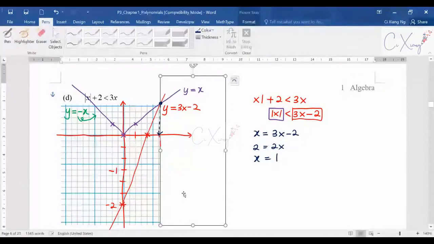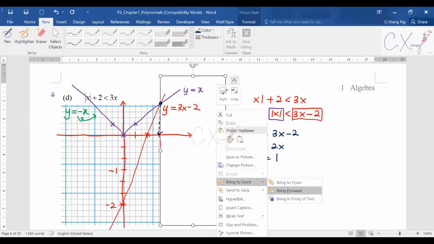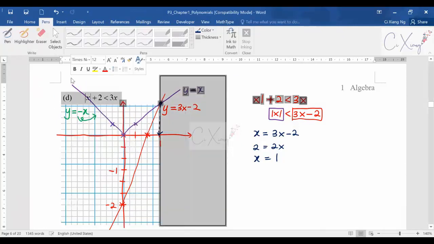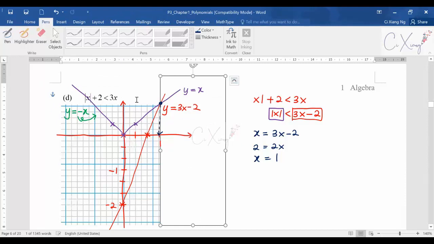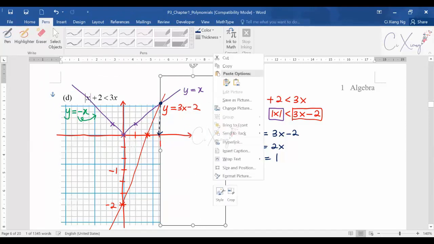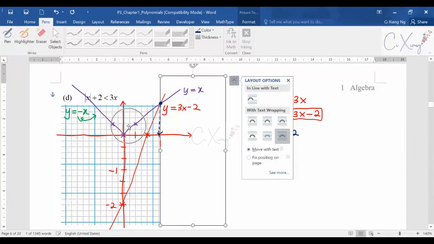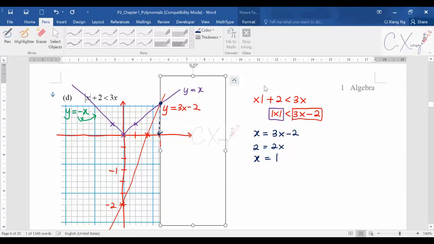Just now I realized that I can bring this in front of the text. Still cannot. And this one I bring it back, cannot send to back. Still cannot. Never mind. I just want you to focus on the part with the graph here. Ignore this whole part. Cannot. Never mind.